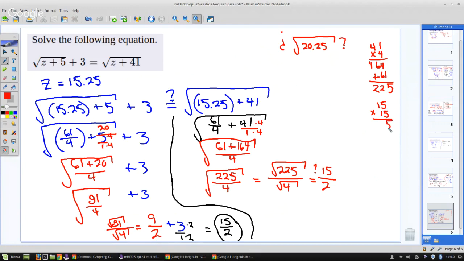5 times 5 is 25. 5 times 1 is 5, plus 2 is 7. Put down 0. 1 times 5 is 5. 1 times 1 is 1. 5, 7 and 5 is 12. Carry the 1. Hey, it works! We did it! Holy moly! Wow, that was exciting. Checking it was as hard as doing it.